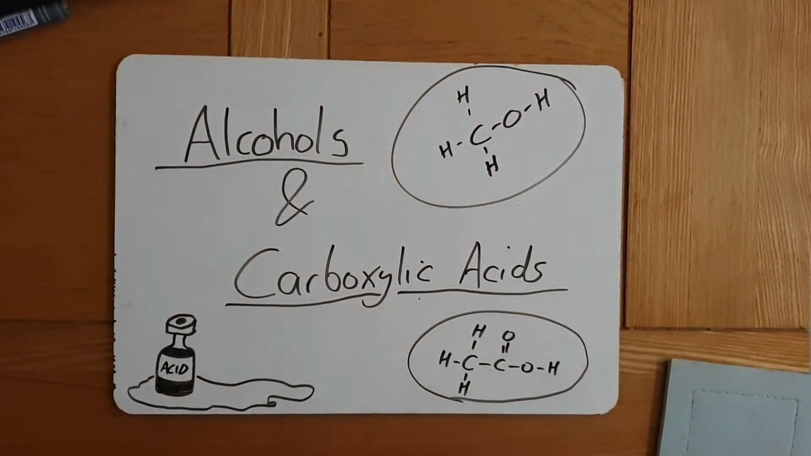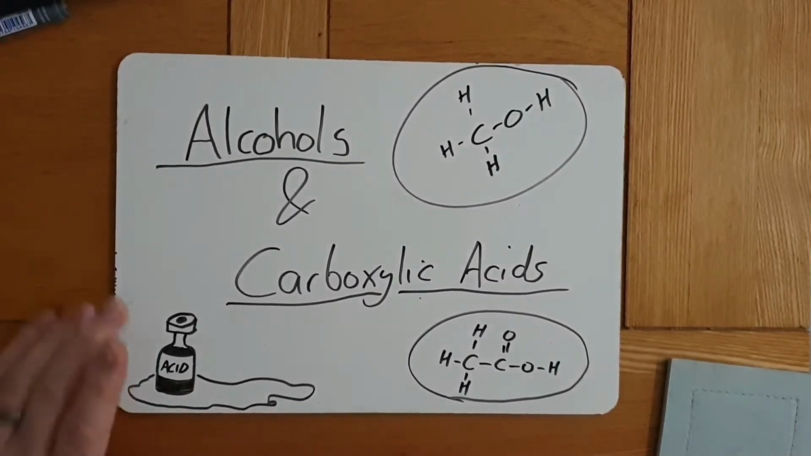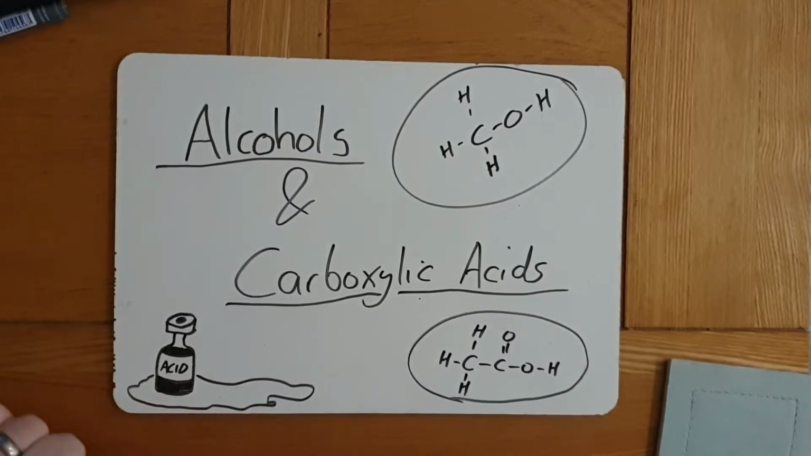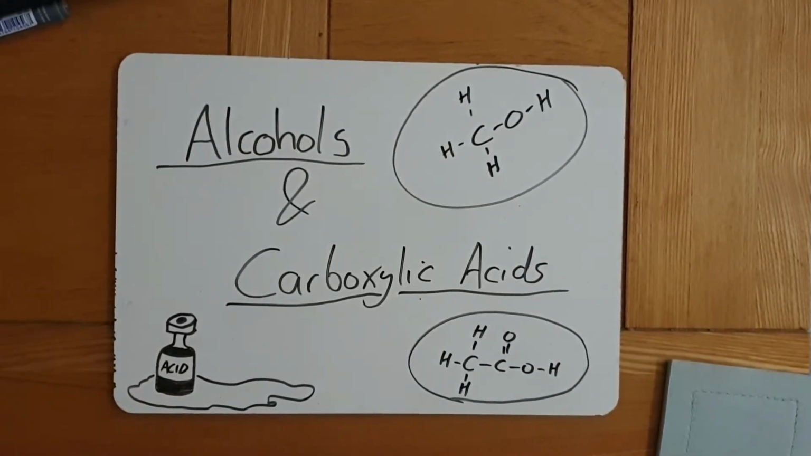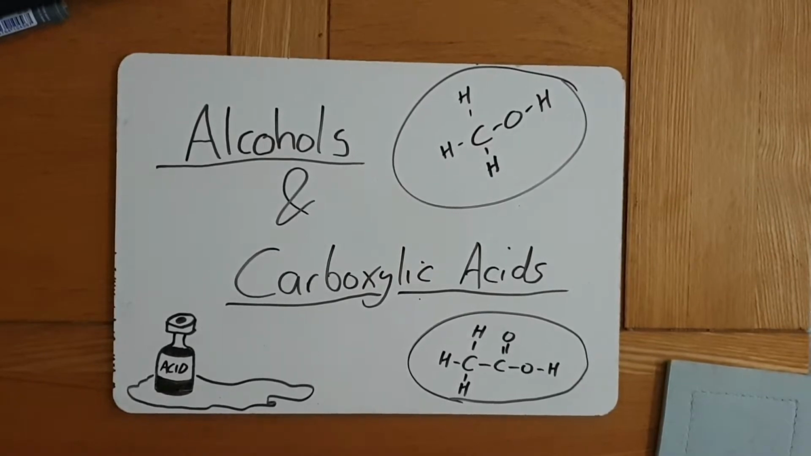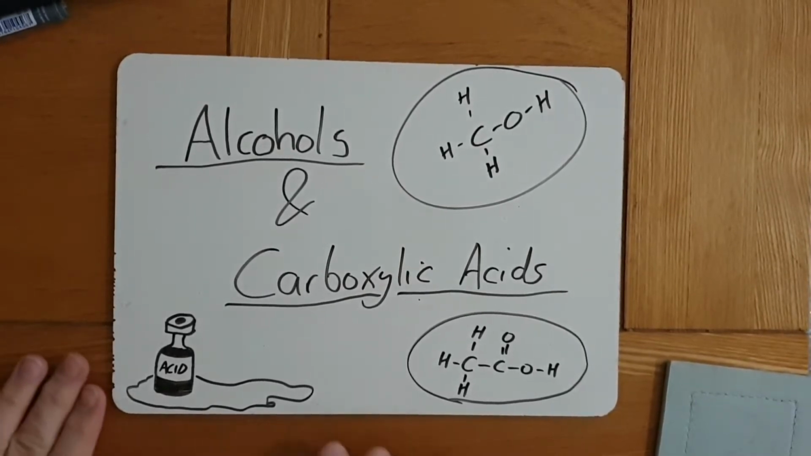So the video is on alcohols and carboxylic acids, which are the next two homologous series. Hopefully you've already watched the videos on alkanes and then on alkenes. If not, go back and watch those first, otherwise this one won't make a whole lot of sense.